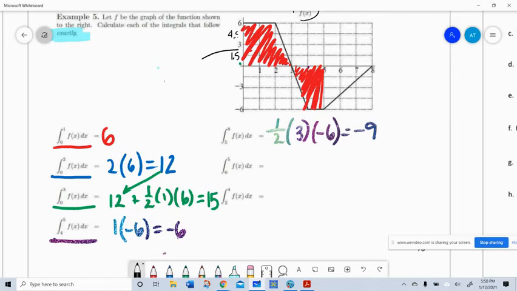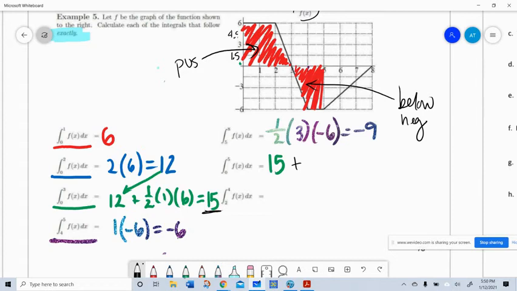Now this first portion that I'm doing is above the x-axis, so it's going to be positive. And this portion here, he's below the x-axis, so he's going to be negative. So my first part, I can steal that from over here. That's going to be 15, right?